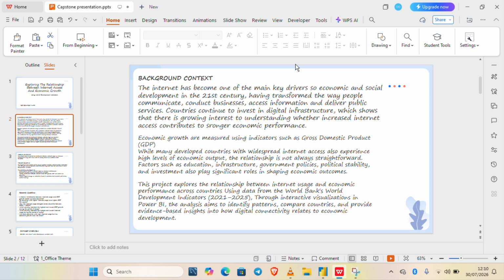The internet has become an important part of everyday life. It supports communication, education, business, healthcare, and access to information. Governments continue to invest in digital infrastructure because internet access is believed to contribute to economic development. However, the question remains: does higher internet usage always lead to better economic performance? This project is meant to explore that question using data from the World Bank.